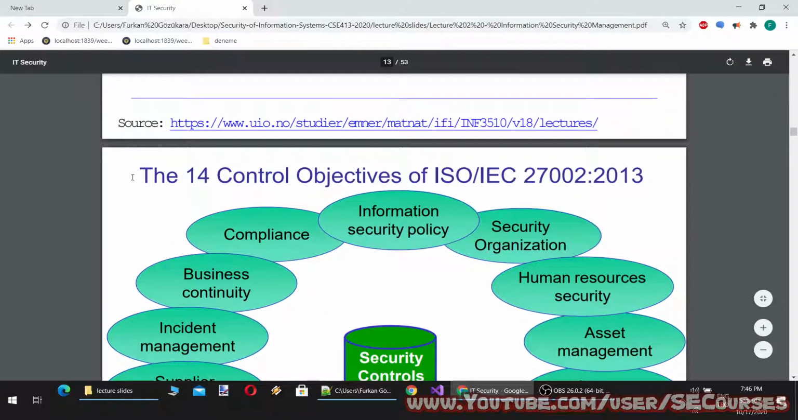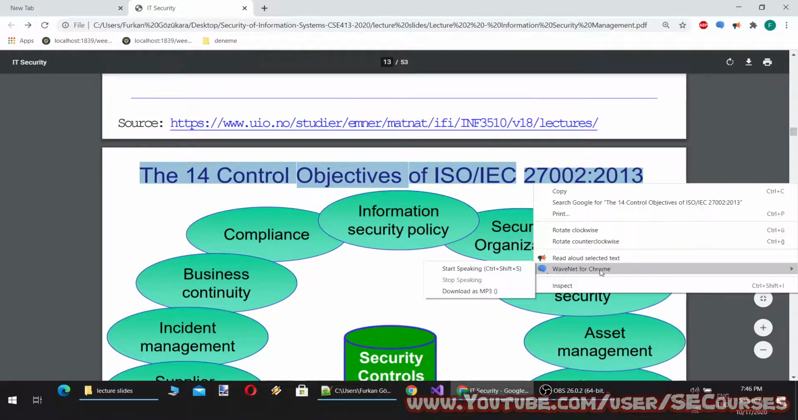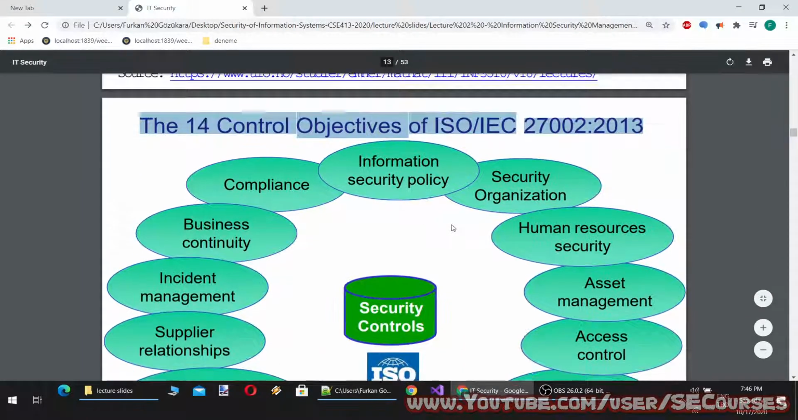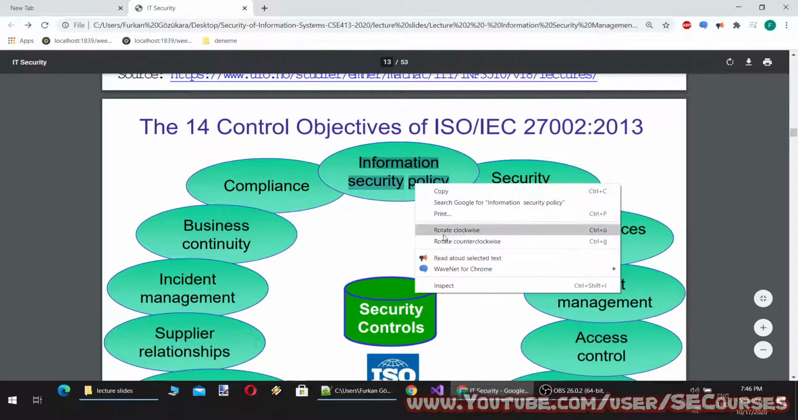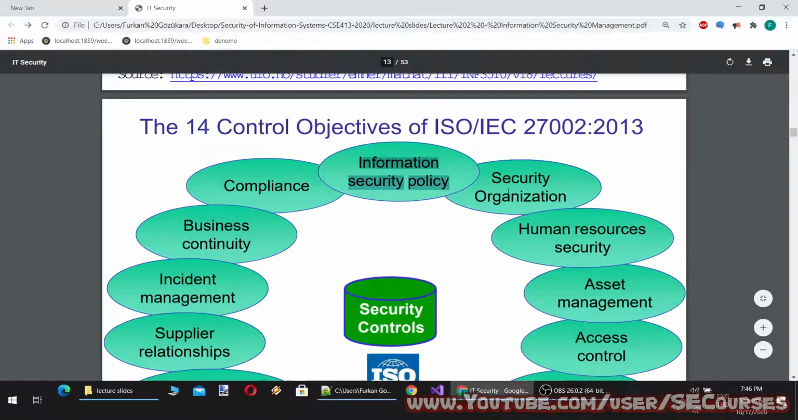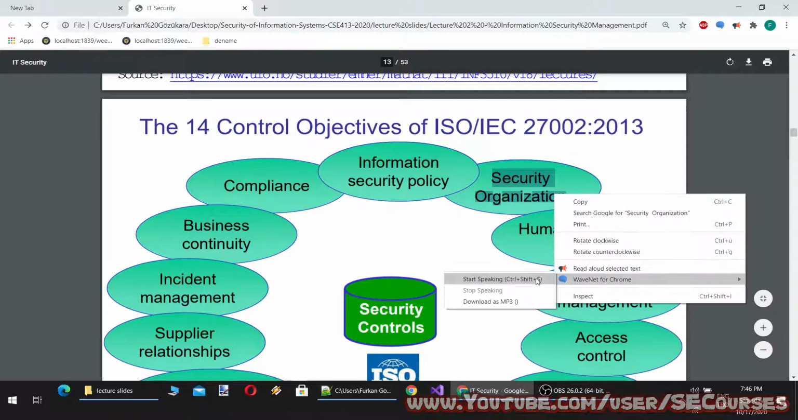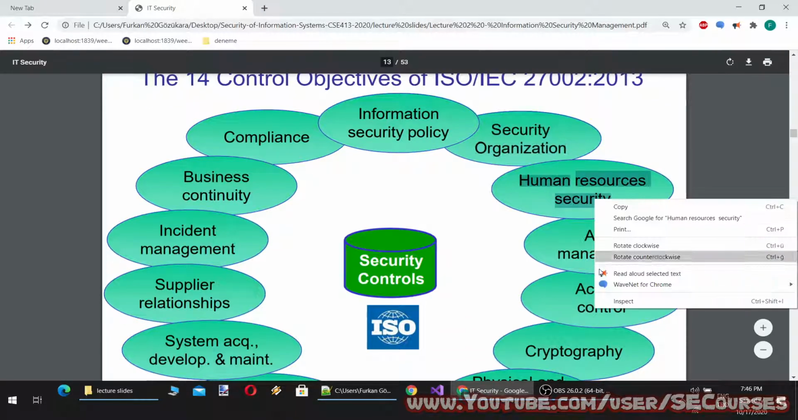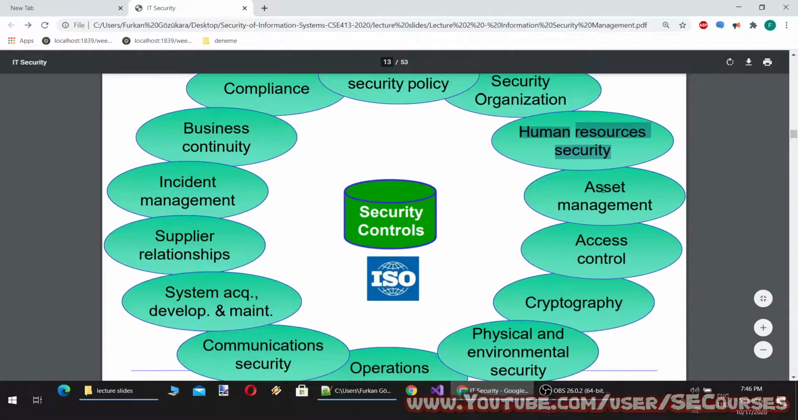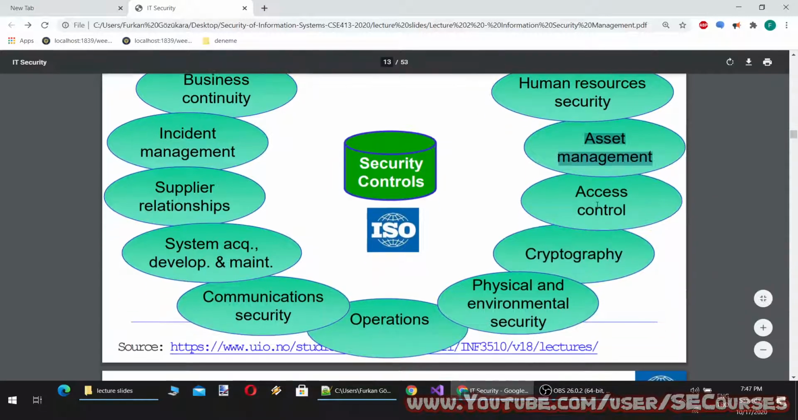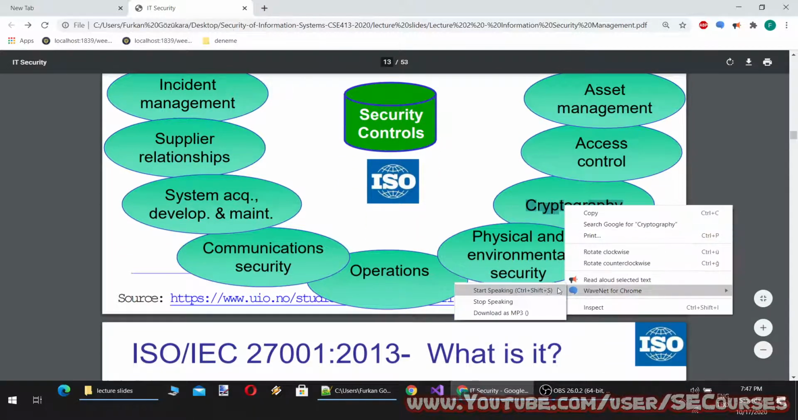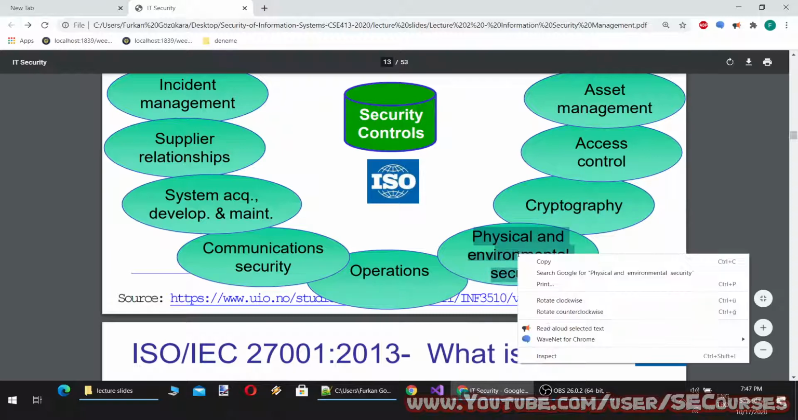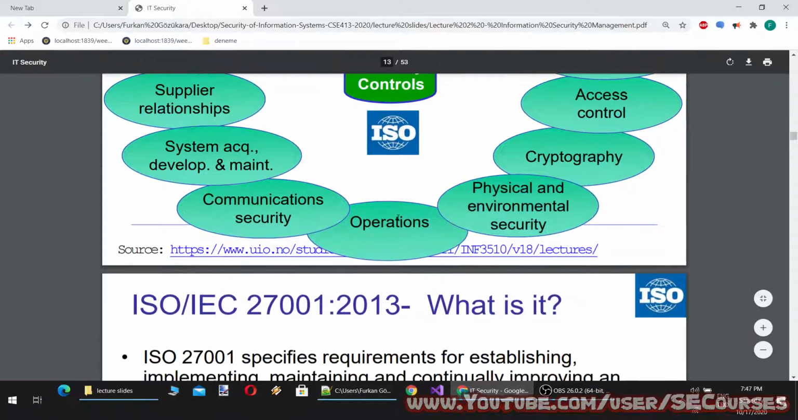Okay, 14 control objectives. The 14 control objectives of ISO IEC 27002:2013. Okay, let's see each one of them. Information security policy. Security organization. Human resources security. Asset management. Access control. Cryptography. Physical and environmental security.